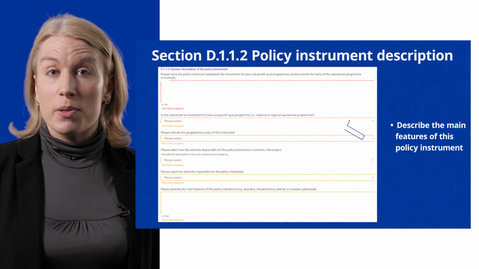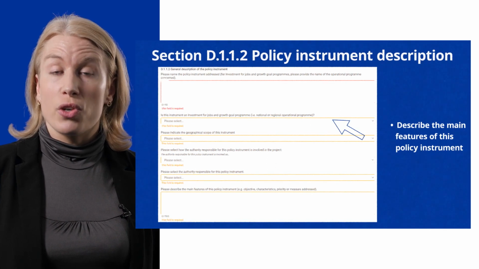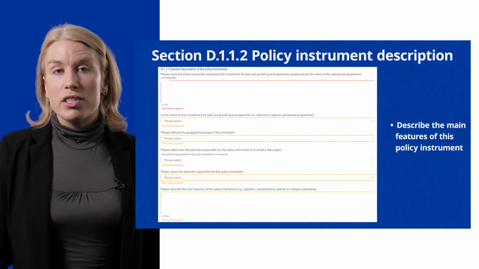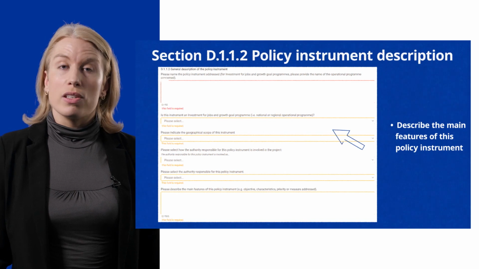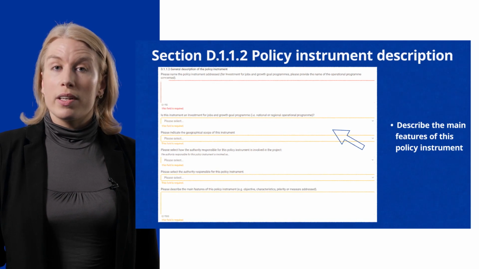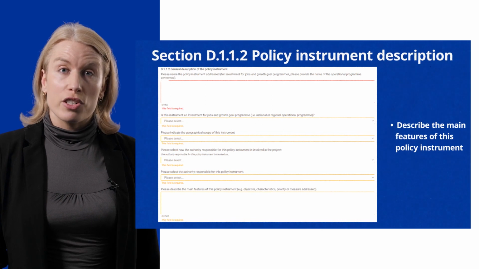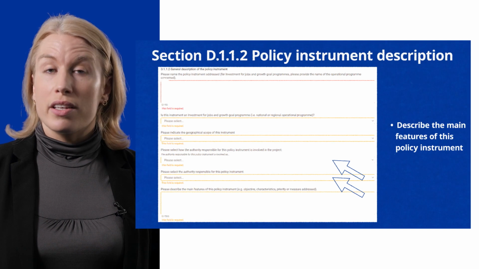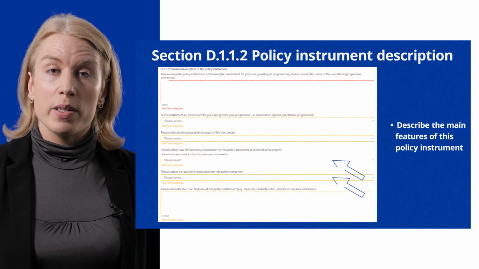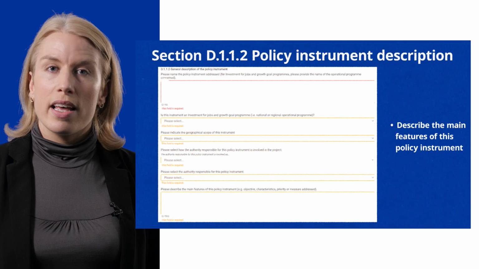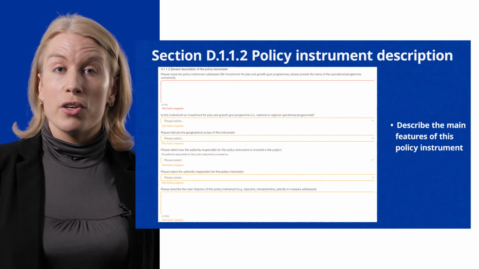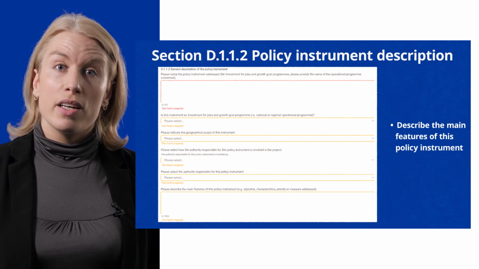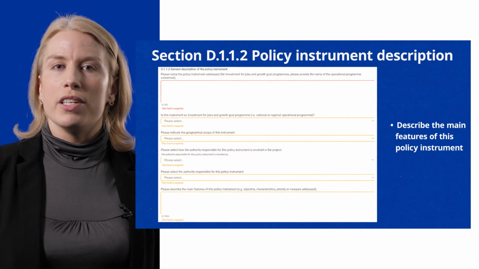You will also have a drop-down field where you need to select yes or no if your policy instrument is investment for jobs and growth. You will also need to identify the geographical scope of the policy instrument, whether it applies over a local, regional or national territory. And importantly, you will have to select how the authority responsible for this policy instrument is involved in the project. That might be directly involved as a partner, or perhaps also involved as an associated policy authority. You will hear more about this in the second part of the video from my colleague.